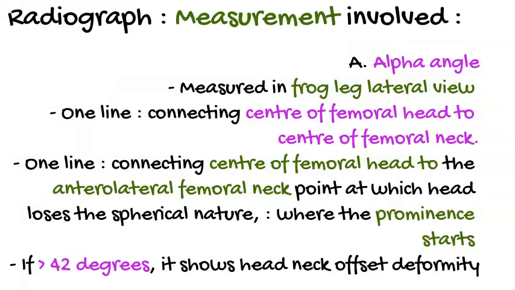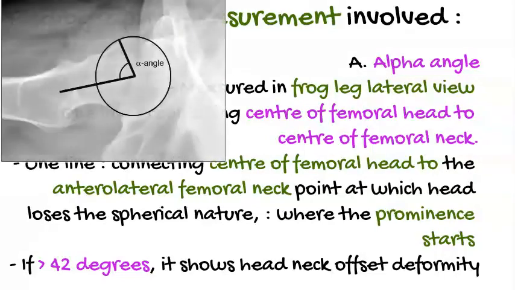whereby there is a prominence that starts there. If more than 42 degrees, it shows the neck offset deformity, as shown by this picture. Okay, you guys understood? Okay, let's go to the next angle.